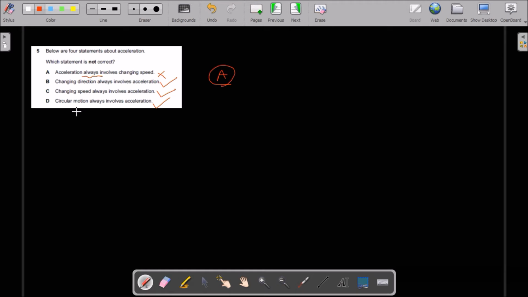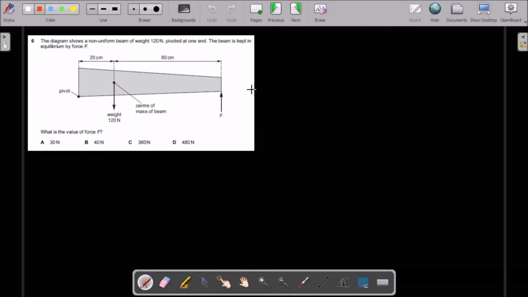Acceleration involves changing speed, but not always, because in circular motion, changing direction causes centripetal acceleration. That's why A is wrong in this question.